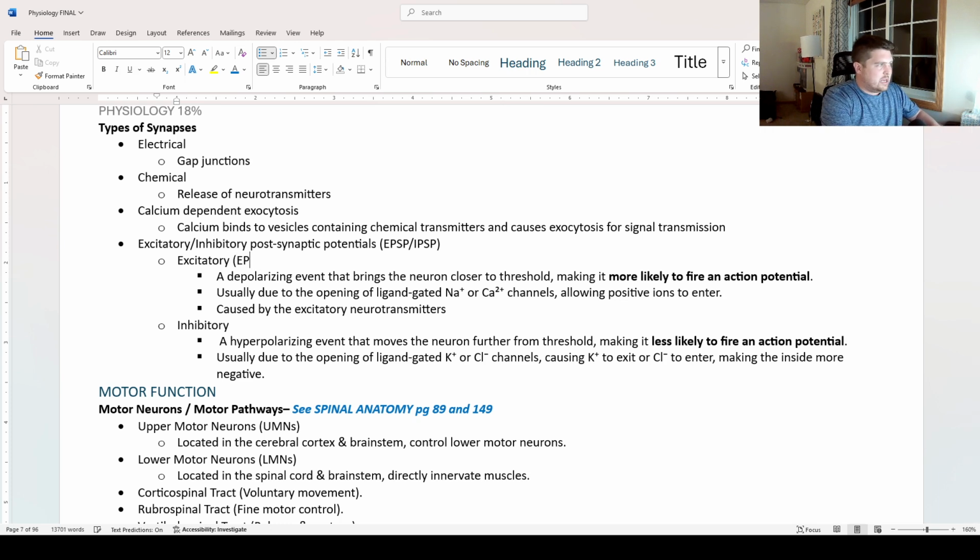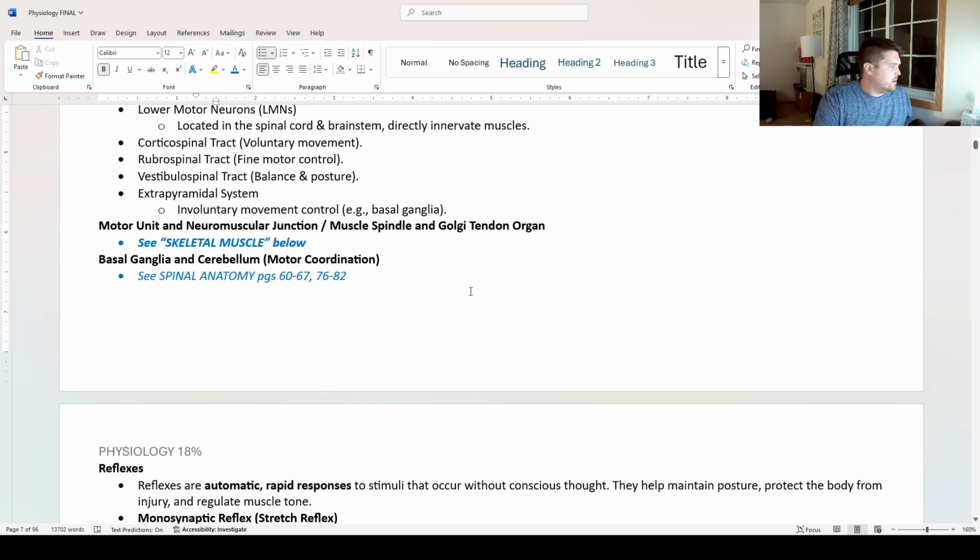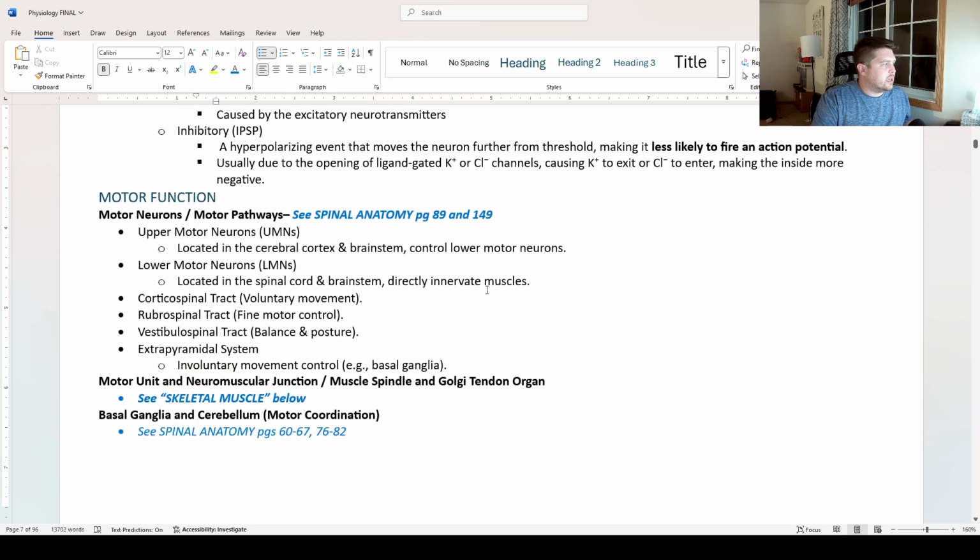So an EPSP makes it more likely to fire an action potential. An IPSP makes it less likely to fire an action potential. And that's about as far as we'll go with all of that. Okay, we will jump into motor function and continue on in the next one.